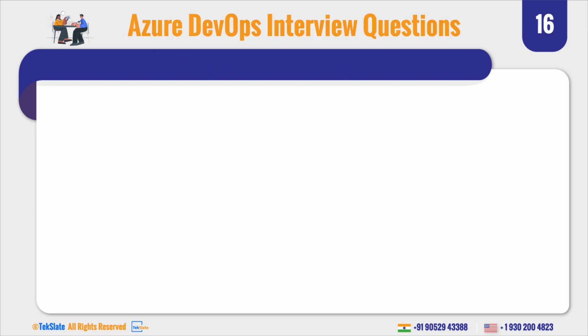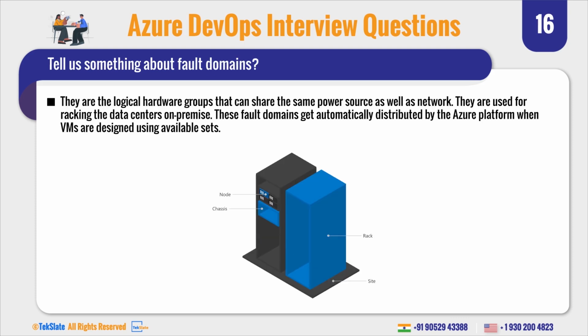The next important question is, tell us something about fault domains. They are the logical hardware groups that can share the same power source as well as the network. They are used for racking the data centers on premise, and these fault domains get automatically distributed by the Azure platform when the VMs are designed using the availability sets. This approach limits network outages, physical hardware failures, and so on.